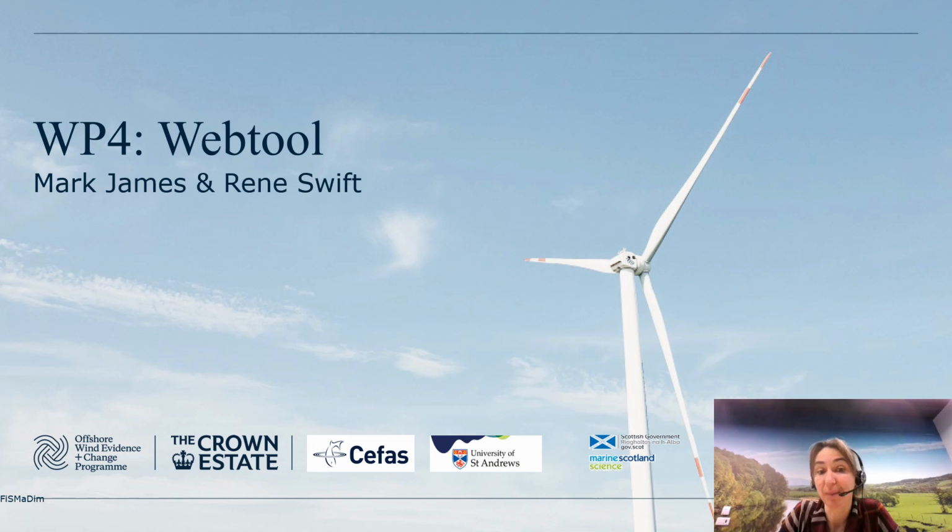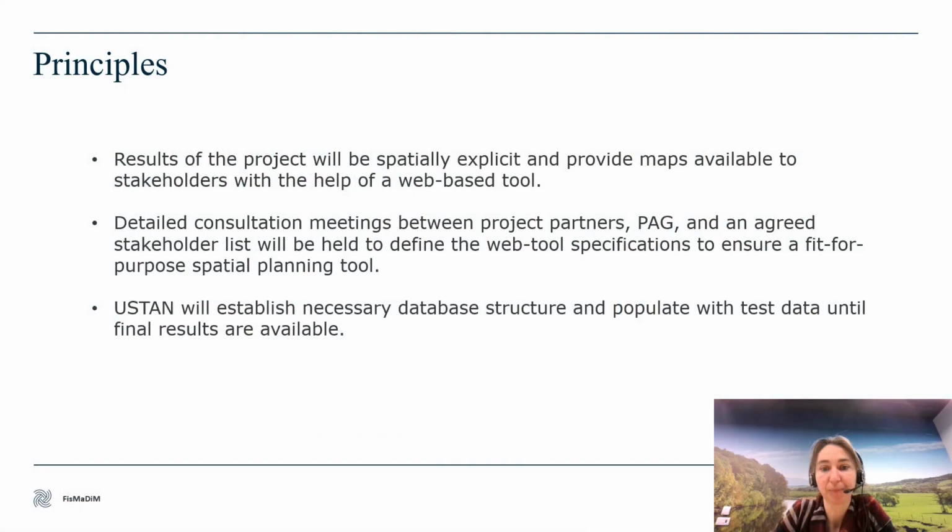This work package is led by Mark James and Renee Swift. This work package's goal is to make all the maps we're creating in work package 2 and work package 3 spatially explicit and available for stakeholders, but also for the public as such. There will be detailed consultation with the project partners, but also with the project advisory group and other stakeholders who are interested in this. The data structure will be developed by St Andrews, however, it will be hosted later by Cefas.